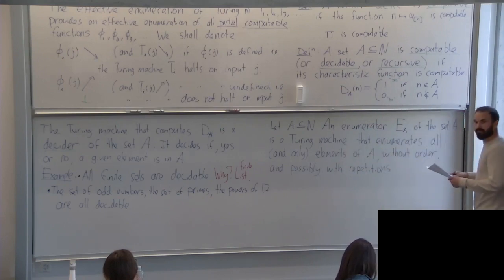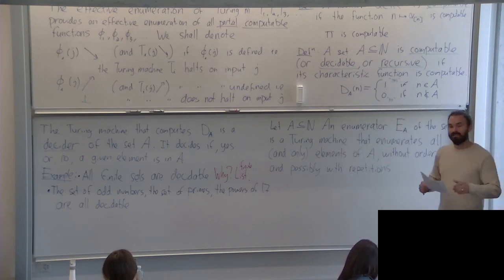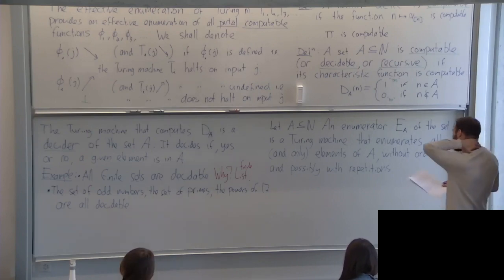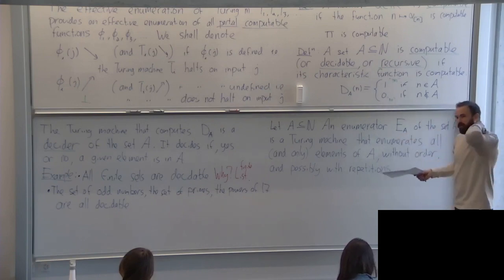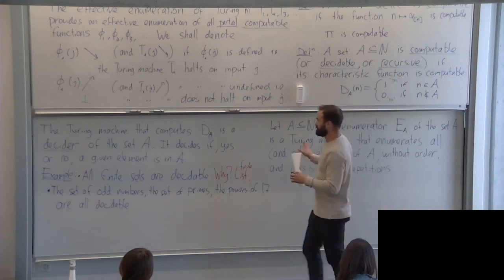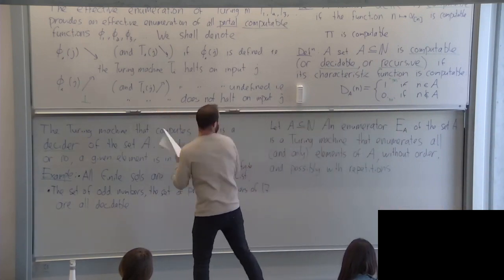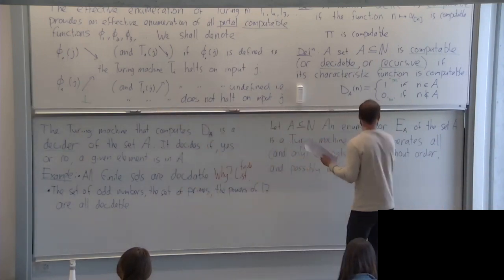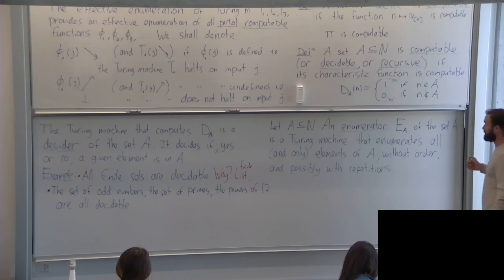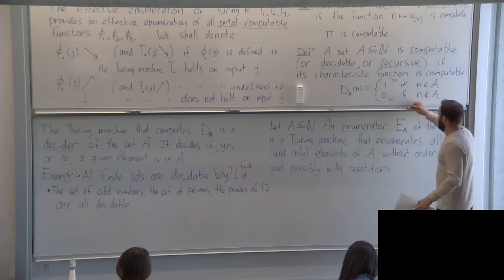So any Turing machine is fine up to permutation? It's not exactly the idea. We'll work out the power of this notion soon. So far, what have I said? An enumerator of a set A is a Turing machine that enumerates all and only elements of A without order and possibly with repetitions.